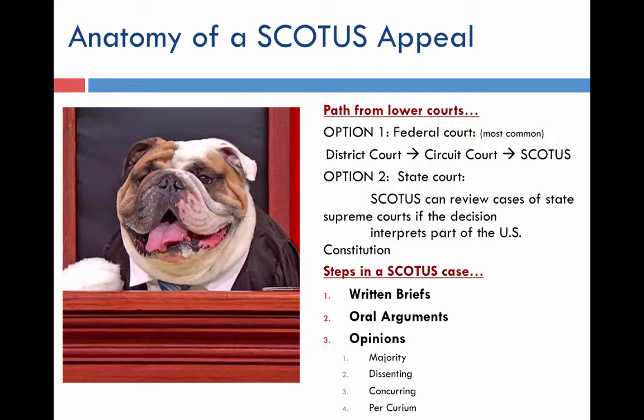There are various types of opinions. There's a majority opinion, which is the opinion that the most justices agree with, and the one that provides what's called the holding in the case, or what the case stands for. In other words, the main decision. There's the dissenting opinion, which means it did not win but wants to have its voice heard. A concurring opinion means it agrees in the outcome but disagrees with the reasoning. And a per curiam opinion means no one wanted to put their name on it, and so it's just a statement of the decision.